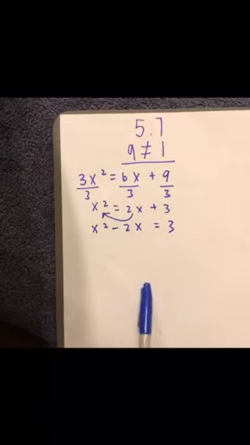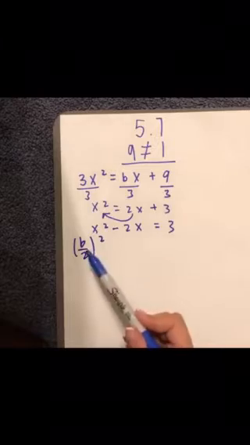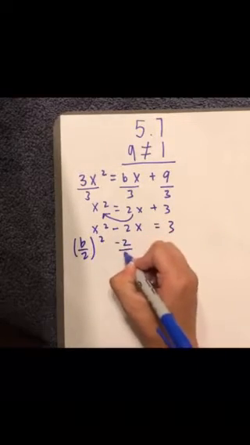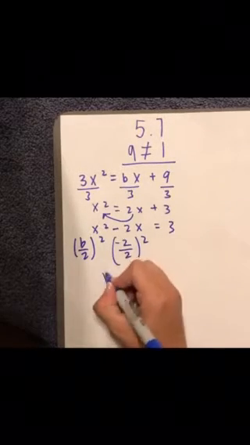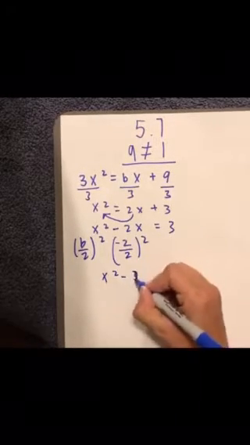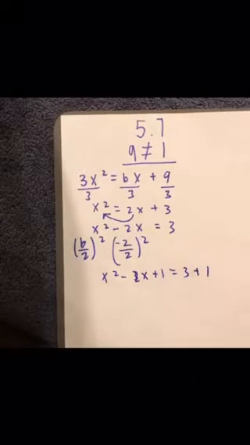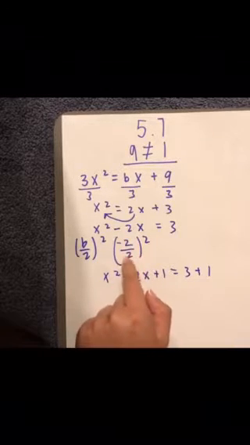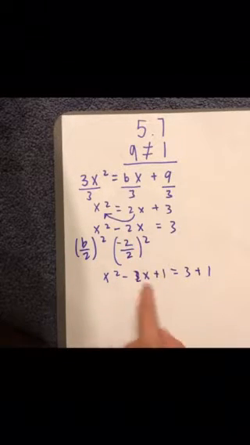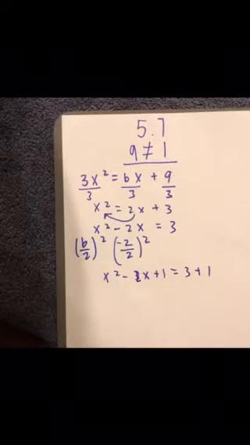So then, this looks like our other equations. We're going to be using the equation (b over 2) squared. So b in this instance is negative 2. Negative 2 over 2 is negative 1, and negative 1 squared is just 1. So x squared minus 2x plus 1 equals 3 plus 1. If I'm going a little too fast, basically what I did was use this equation, plugged in b, and I got 1. And we add 1 to each side so we can complete the square.